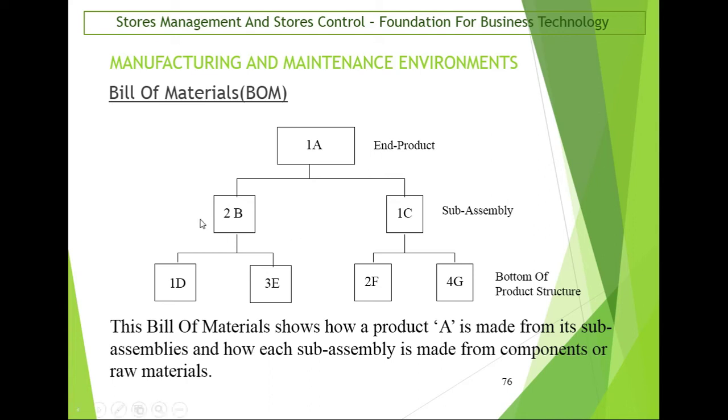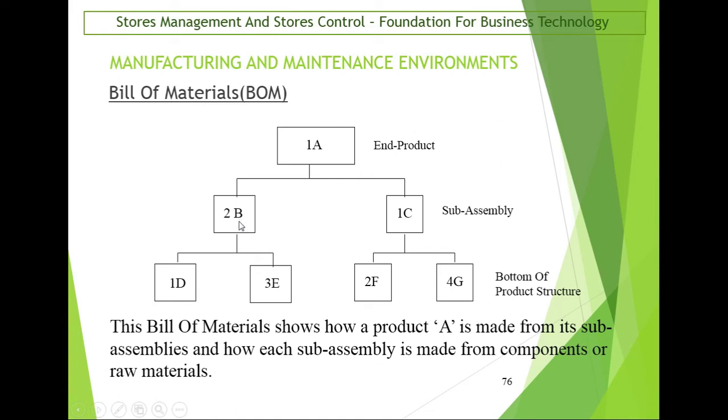So any items that are in between the top item and the bottom items, we call these items in between sub-assemblies. In our case, we only have one level of sub-assemblies. So if you take the sub-assembly B, it is made up of components D and E. So all the bottom level or bottom of the product structure items, these are the components or raw materials. So we need 1 of D and 3 of E to make 1 of B.